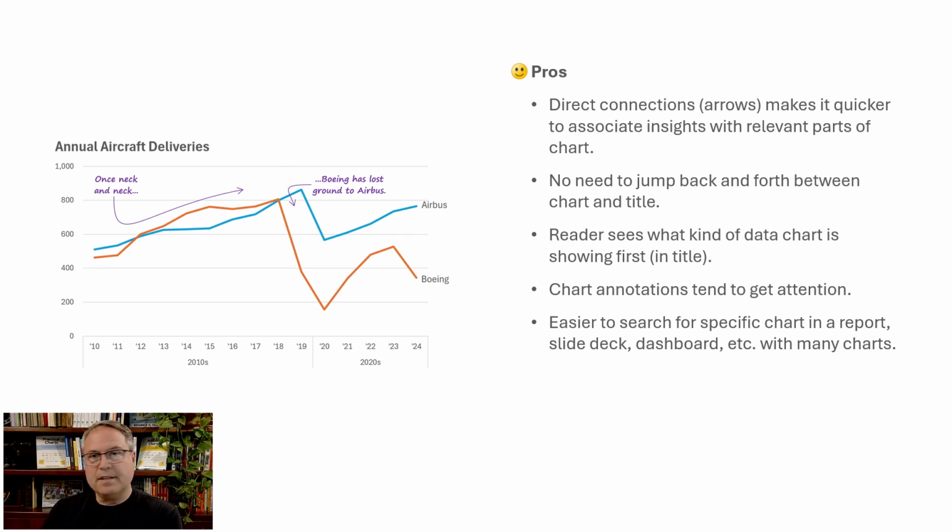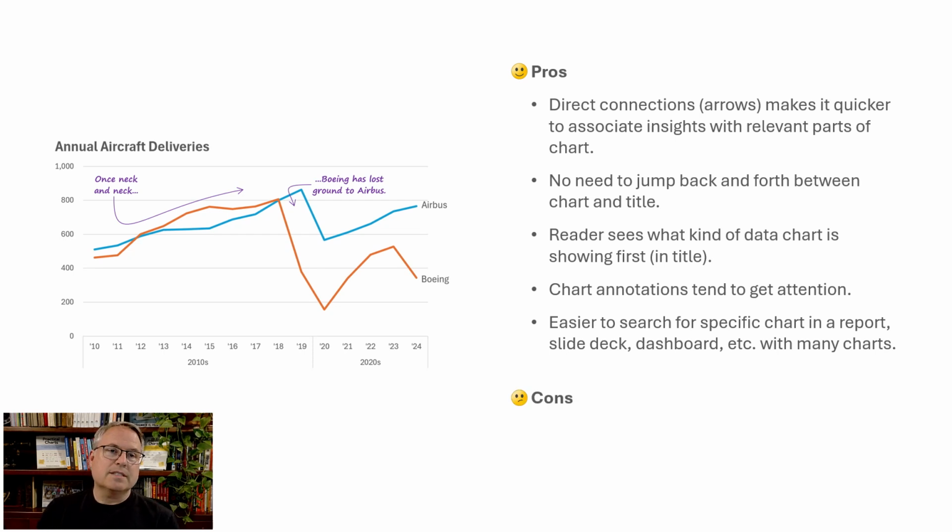And especially if this chart is going to be in a report or a presentation, a slide deck or a dashboard, anything that has a lot of charts in it, it can make it a little bit easier to find an individual chart if the title of the chart is the actual metric, right? Because if I'm looking for this chart later on, I'm going to go back into a report that I've reviewed and say, oh, where was that chart about aircraft deliveries? Oh, right, it's right there, right? It's going to be a little bit trickier if the title of the chart is an insight rather than just the name of the data that was in the chart.